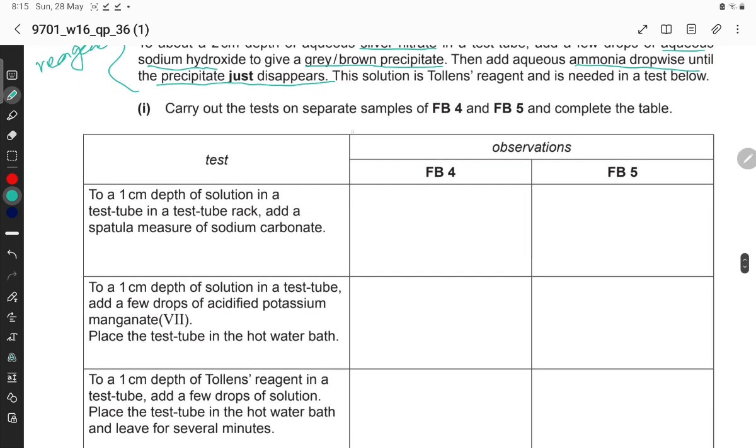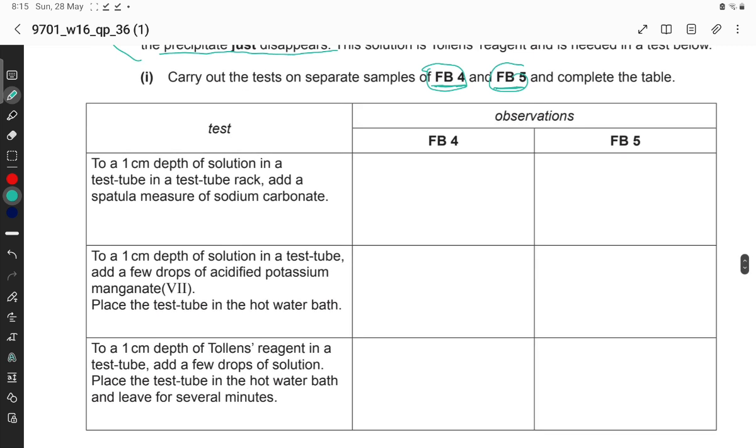Carry out the test on a separate sample of FB4 and FB5. It is very important to mark the test tube with FB4 and FB5 with a marker. This is very important to identify the test afterwards. Test and observation, FB4 and FB5 for recording the result. So mark with the marker on your test tubes which you are taking, FB4 and FB5.